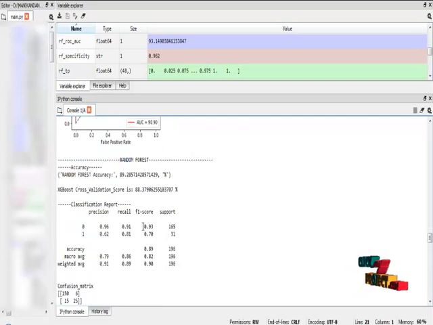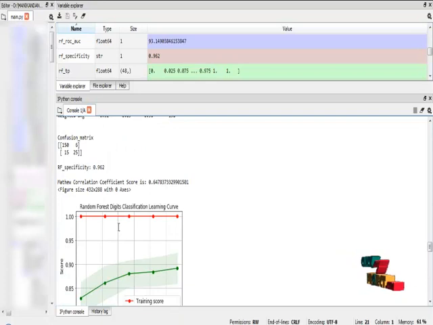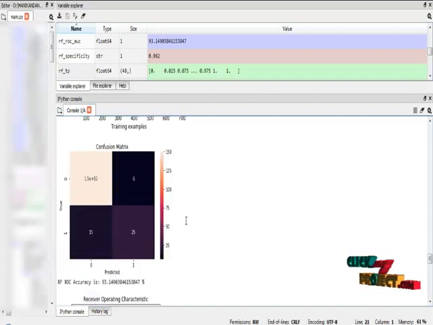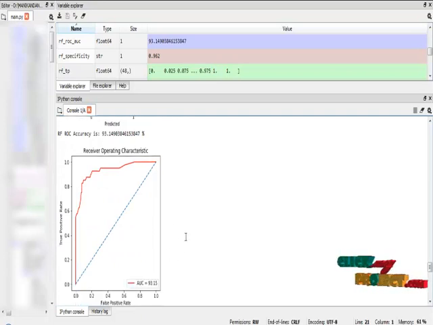Our final machine learning algorithm is the random forest algorithm. The random forest algorithm achieves an accuracy rate of 89%, and the cross validation mean score of random forest is 88%. These are the classification report and confusion matrix. The random forest specificity is 0.96. The Matthews correlation coefficient score of the random forest algorithm is 0.64, and this is the learning curve for the random forest algorithm, and this is its confusion matrix. The ROC accuracy of the random forest algorithm is 93%, and this is the learning curve of ROC accuracy.